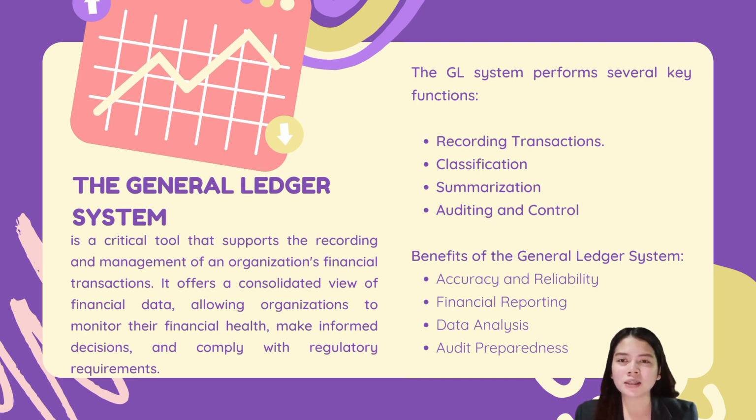Three is summarization. The GL system summarizes transactions periodically, generating trial balances, balance sheets, income statements, and cash flow statements. And last, auditing and control. The GL system supports internal and external audits by providing a clear trail of financial transactions and changes.